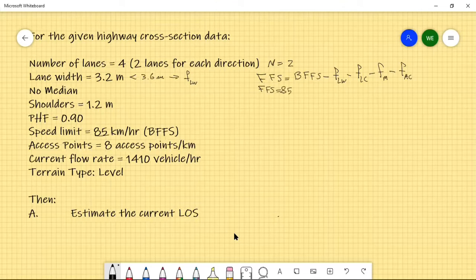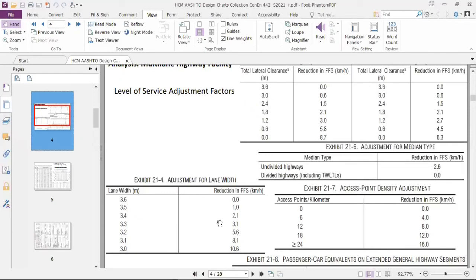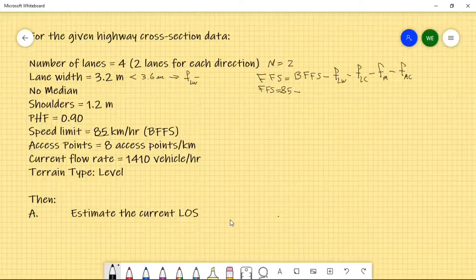So that's 85 minus the lane width adjustment factor. How much is it? We found it here. 3.2, 5.6. So this one equals 5.6. There is no median and the shoulder is 1.2. What does this mean? In case of no median, we assume the left lateral clearance is 1.8. So the total lateral clearance equals 1.8 plus 1.2, which equals 3.0. So that's the total lateral clearance.